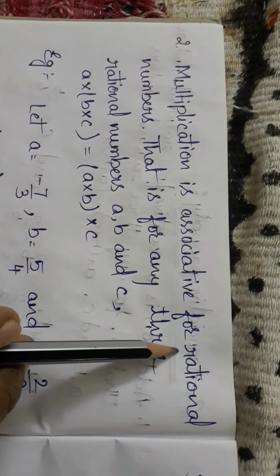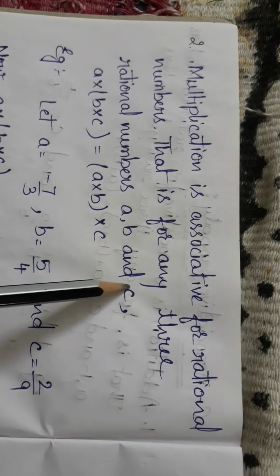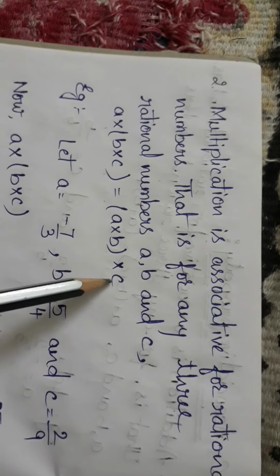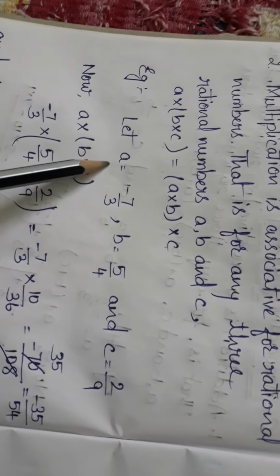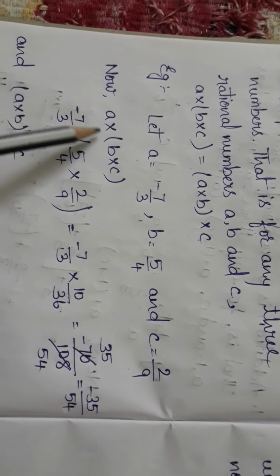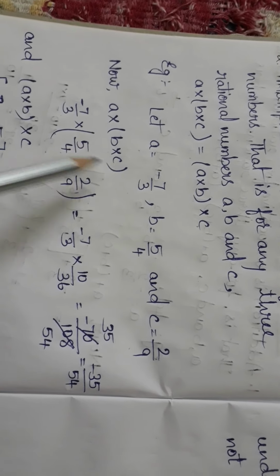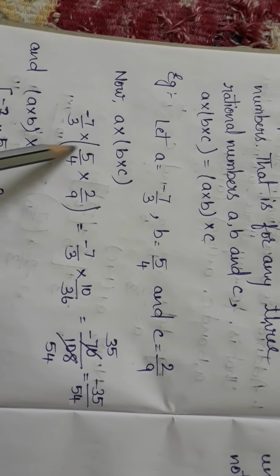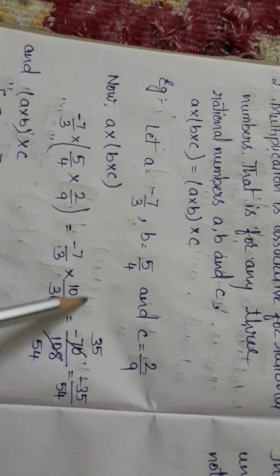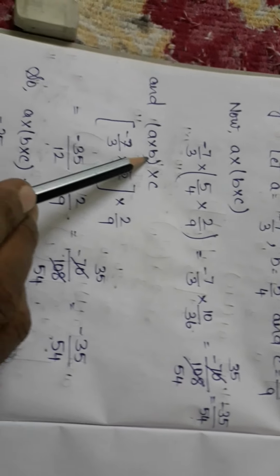Multiplication is associative for rational numbers, that is, for any three rational numbers a, b and c, (a into b) into c is equal to a into (b into c). Let us consider a is equal to minus 7 by 3, b is equal to 5 by 4, c is equal to 2 by 9. So you have to calculate the product of (a into b) into c. A value minus 7 by 3, b value 5 by 4, c value is 2 by 9. So what is the product of 5 by 4 and 2 by 9? 5 twos are 10, 4 nines are 36. So what is the final product? Minus 35 by 54.